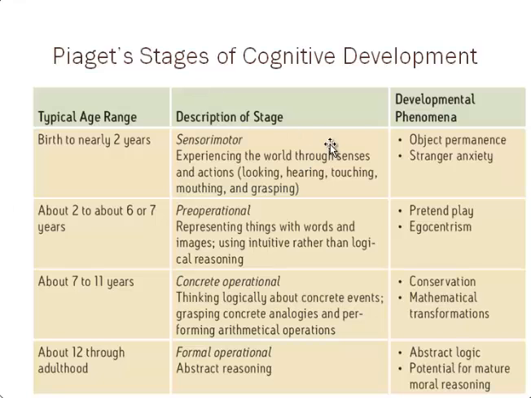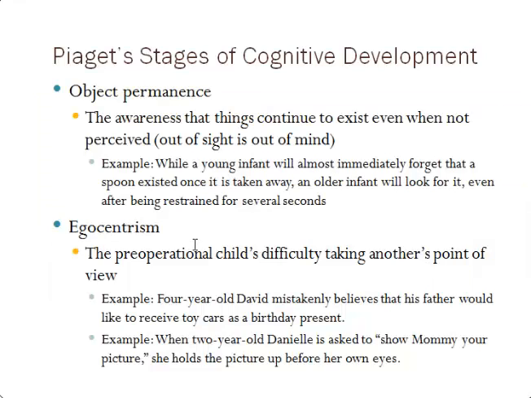Then you have the concept of egocentrism, which remember was a feature of children up until 6 or 7 years old, the difficulty of taking another point of view. In this one example, a 4-year-old mistakenly believes his father would like to receive a toy car as a birthday present because he would like to receive a toy car as a birthday present. So he figures probably the same thing is true with everything.